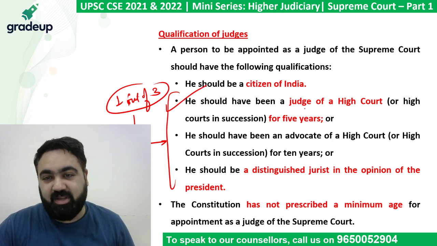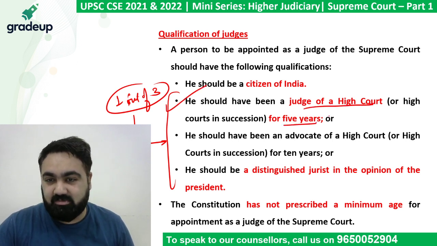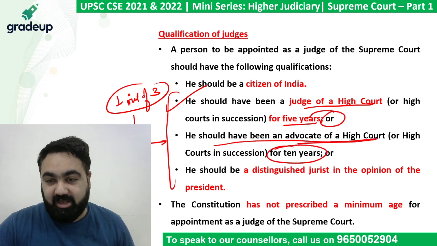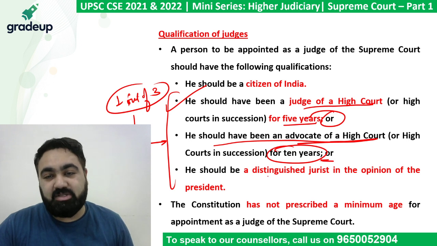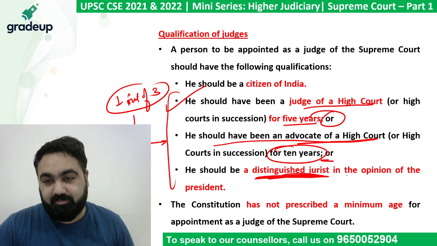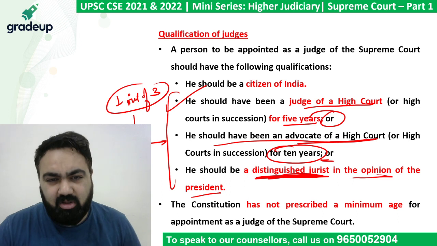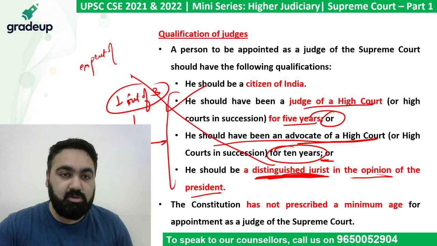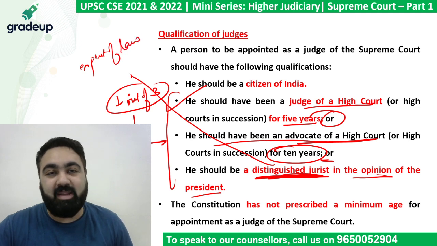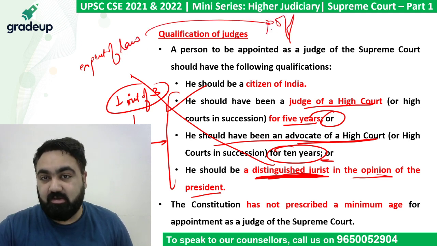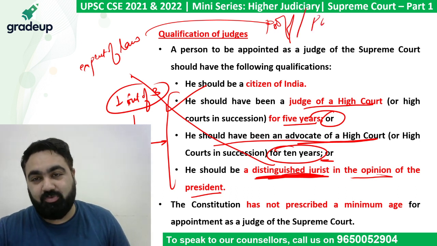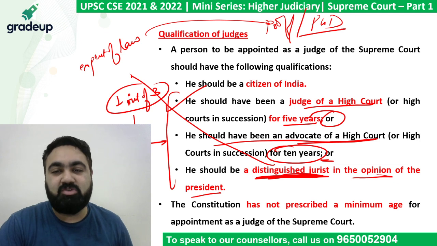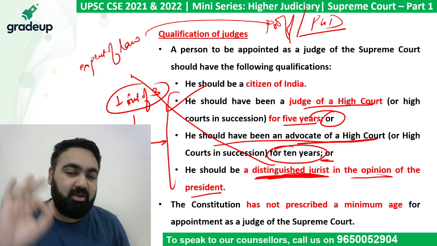Either the person should be a judge of the High Court for 5 years, or the person should be an advocate of the High Court for 10 years, or the person should be a distinguished jurist in the opinion of the President. Now, who is a jurist? Jurists usually are experts of law. Now, an expert of law can be, let's say, a law professor, those who have written books of law, a person who has done a PhD in law, those kinds of things, a researcher. That is a person who will be called a jurist. You have to fulfill one of these three qualifications.